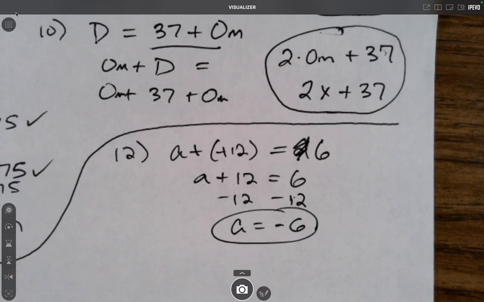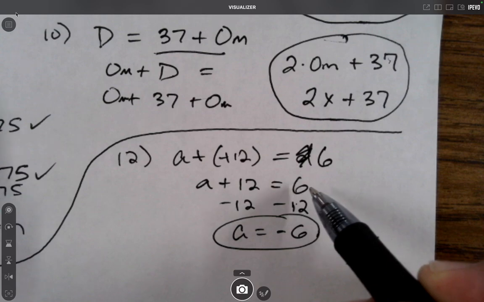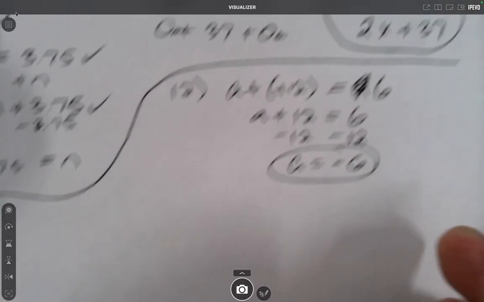I'm not going to focus a whole lot of time on explaining that because you are allowed to use your calculator. So as long as you know how to type in 6 minus 12, you should be good.